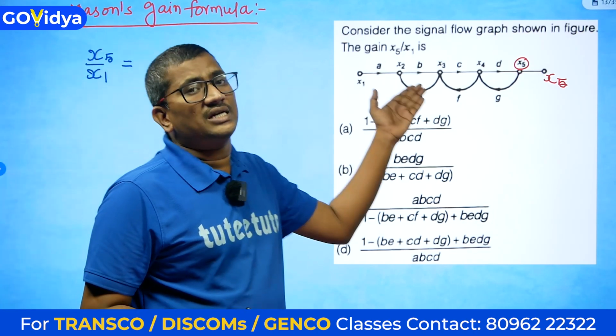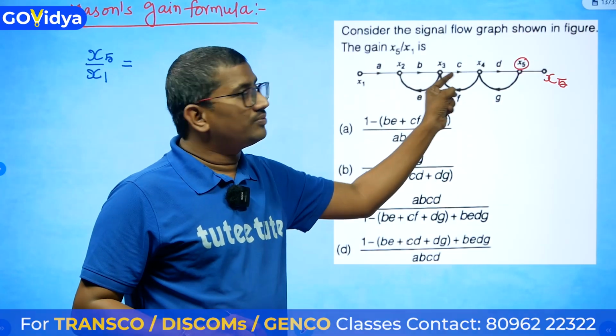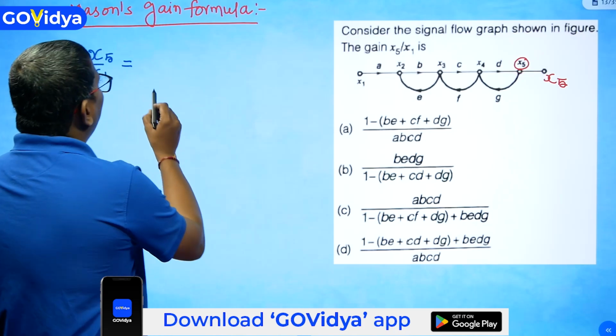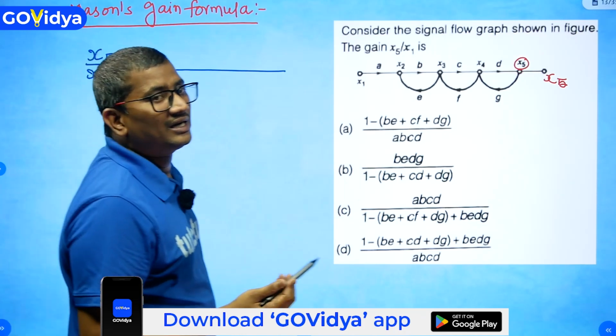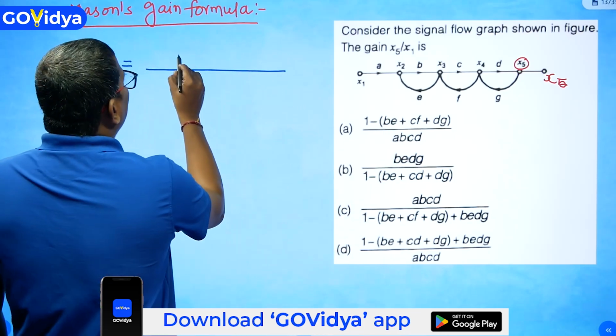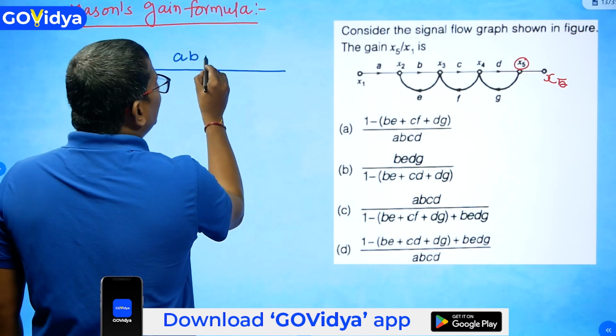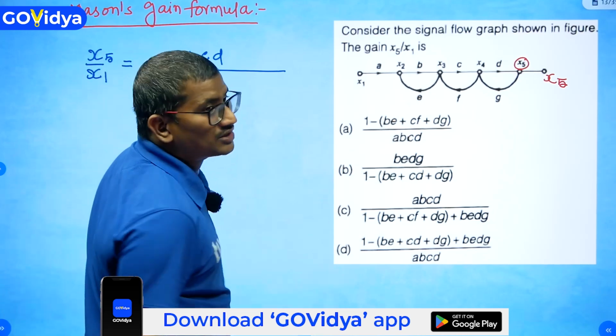How many forward paths are there? Very simple. Only one forward path is there, because these three are loops. So the number of forward paths is only one, so obviously delta 1 is 1, right? So what is that? Gain of the forward path: A, B, C and D. That's it. Nothing else is there.